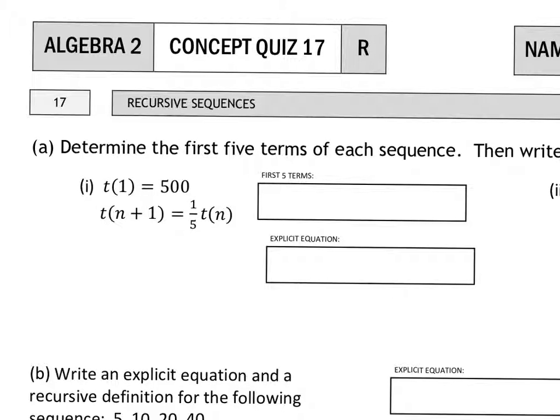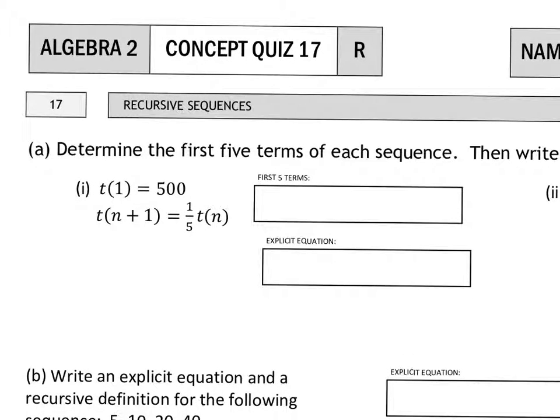This is the review for concept quiz 17. So on part A, we're determining the first 5 terms of the sequence. In number 1, we're given t of 1. So the first term is 500.